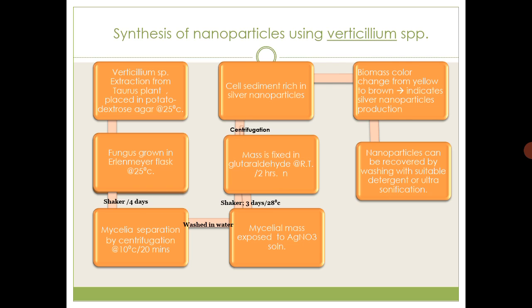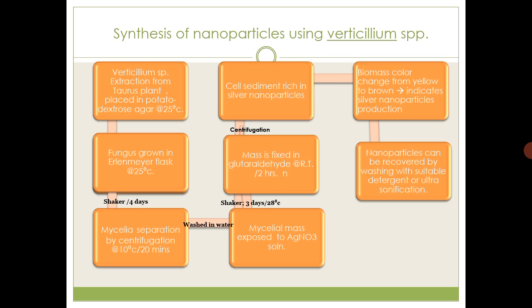Next step, after 4 days, mycelia are separated from the culture broth using the centrifugation process. The centrifugation should be carried out at 10 degrees Celsius for 20 minutes. After centrifugation, the mass is washed in water, and then the mycelia must be harvested. Now the harvested mycelial mass is exposed to the AgNO3 solution.